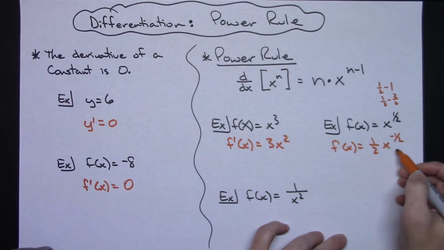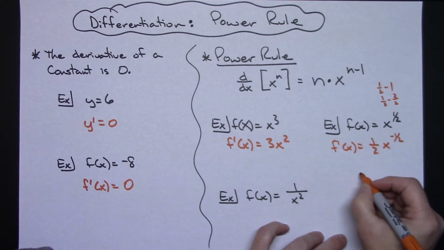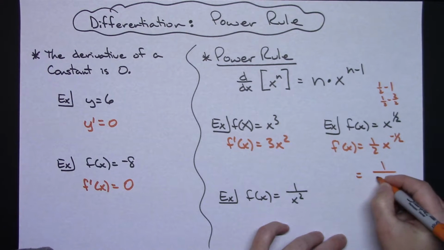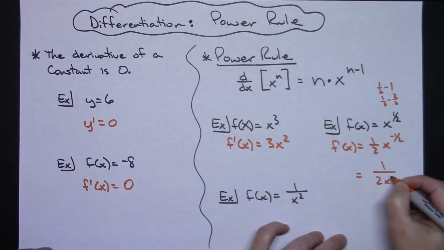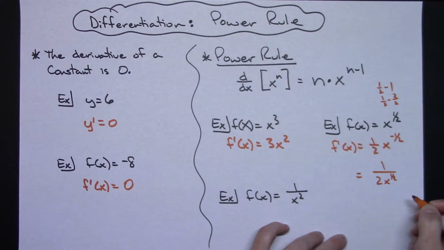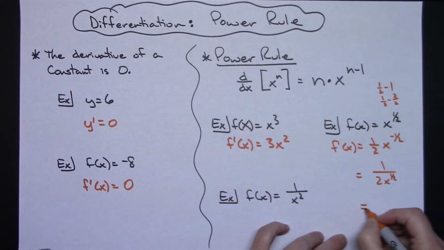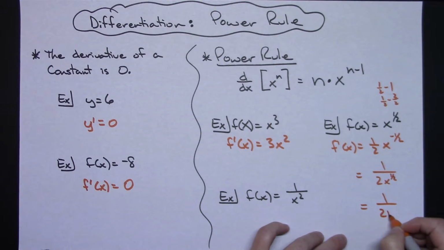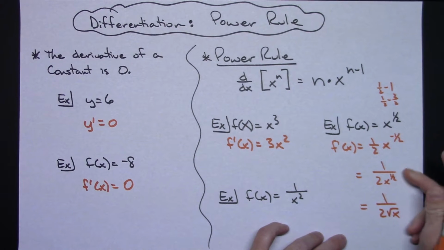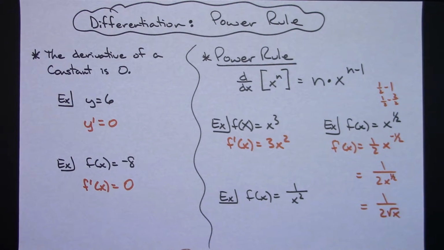Now you don't want to leave your answer with negative exponents, so I would take this x to the negative 1/2 and move it to the bottom and make it positive. So I'd have 1 over 2x raised to the positive 1/2. And then if your teacher doesn't want fractional exponents like that, then we could turn that into radical notation, like 1 over 2 square root of x. Pretty much both of those are equivalent answers, just different ways to write it.